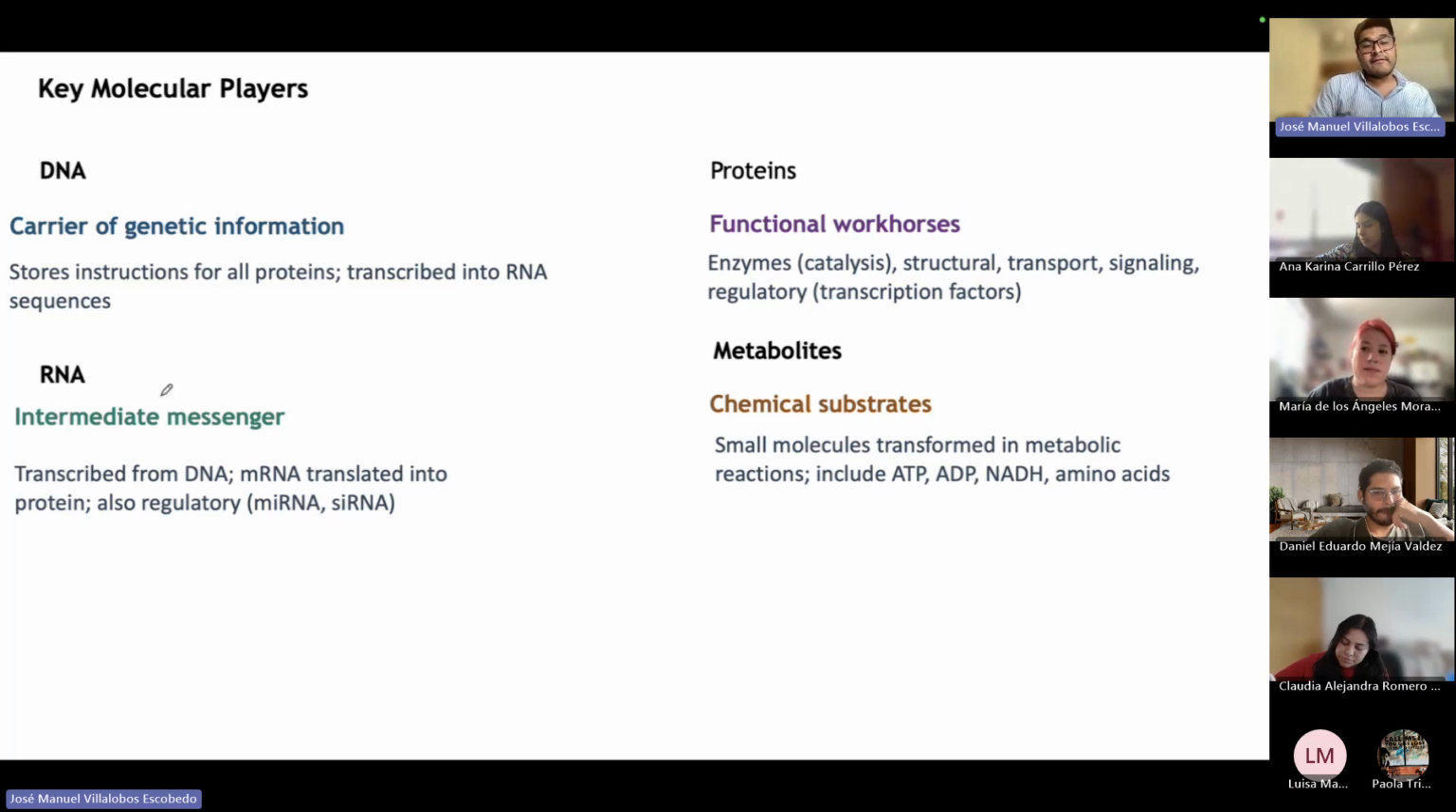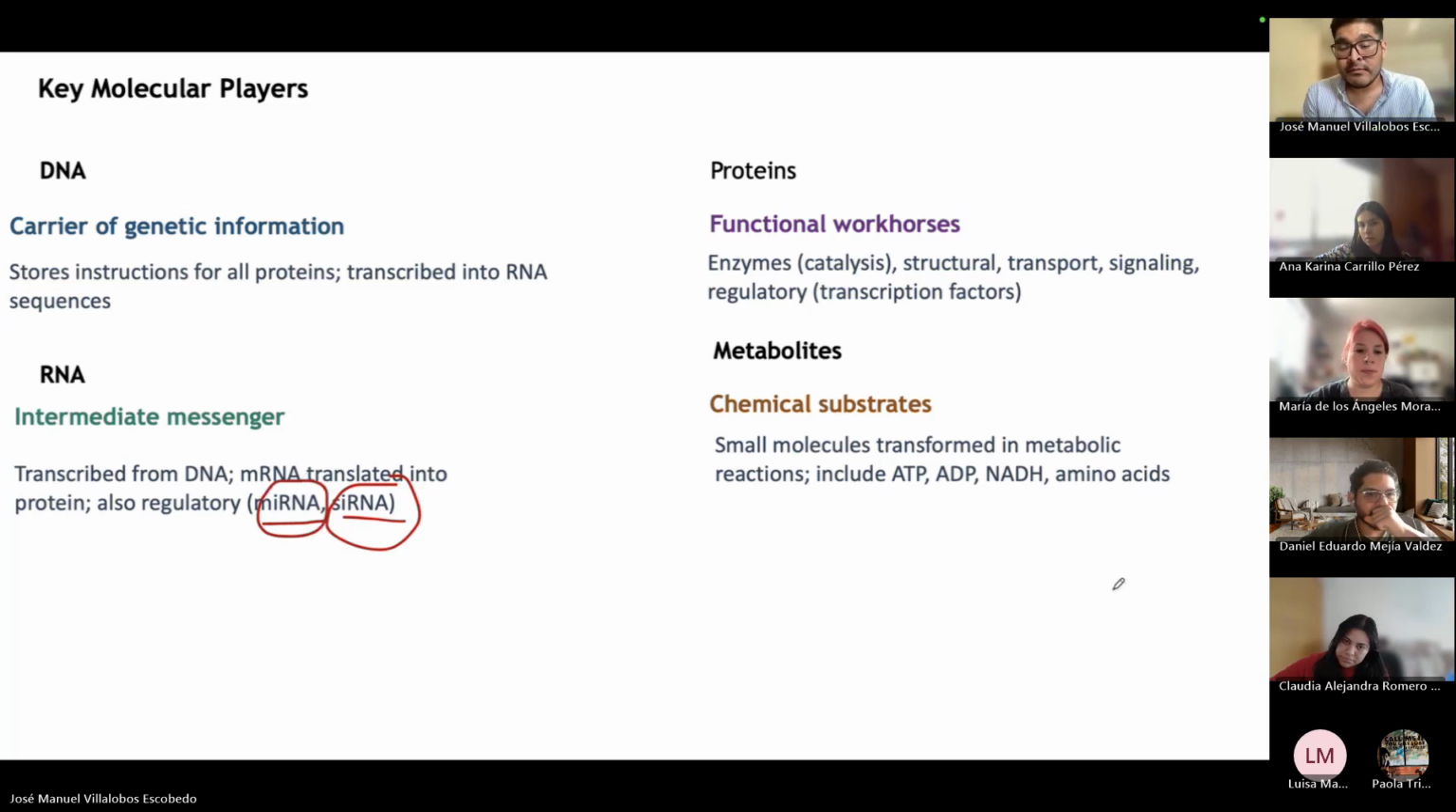But there are other kinds of RNAs, for example miRNAs and siRNAs. I don't know if you know about these kinds of RNAs. Does somebody have information about that? For silencing genes, I just remember that. Yeah, that is true, but do you know what kind of RNA they are?